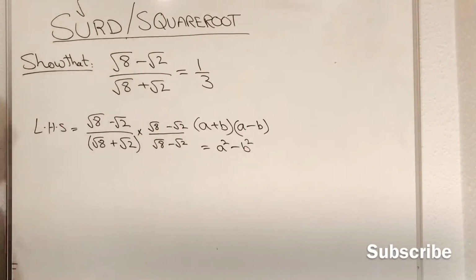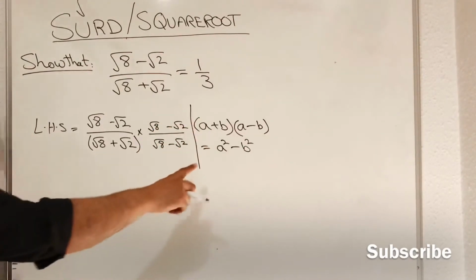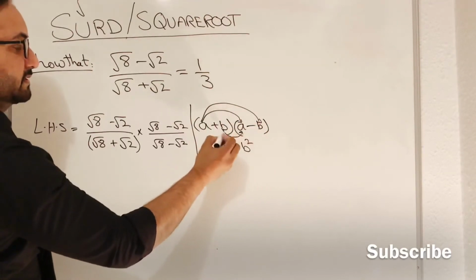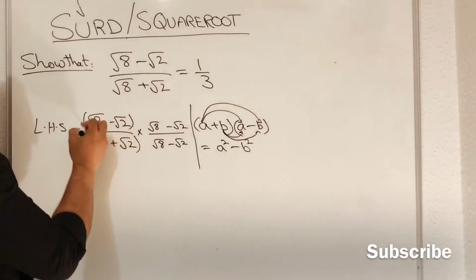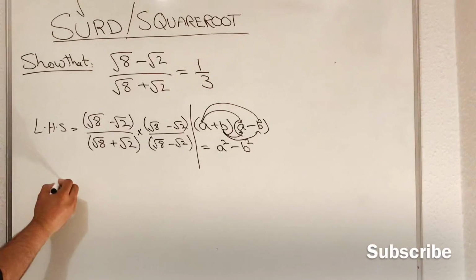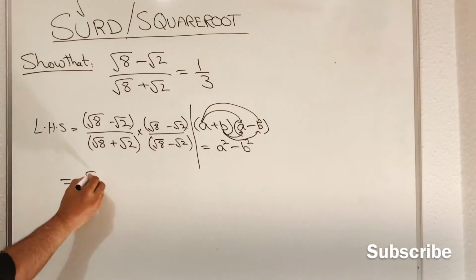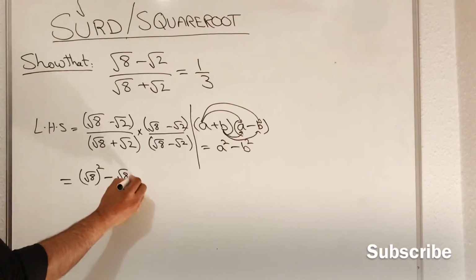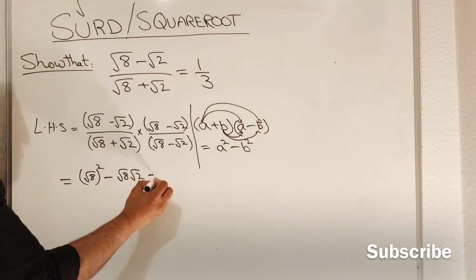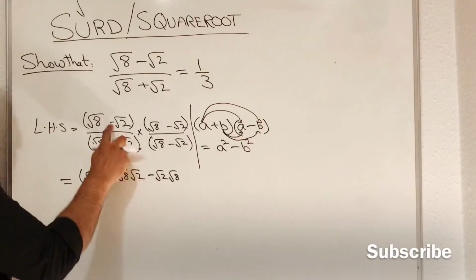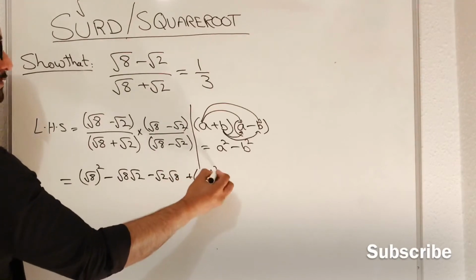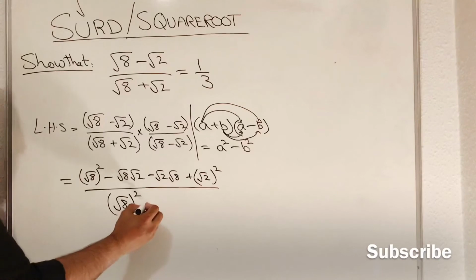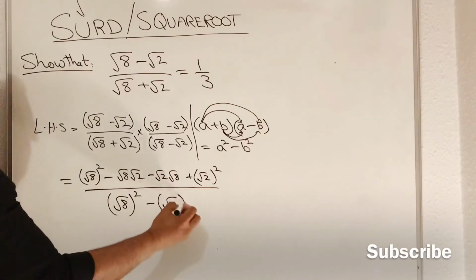Multiply and divide. This is one part, and you know how to work these out. First multiplied by first, first multiplied by second, second multiplied by first, second multiplied by second. Same as it is, this multiplied by this becomes squared. This multiplied by that, positive negative gives you negative square root 8 square root 2. Negative positive gives you minus square root 2 square root 8. Minus minus gives you positive square root 2 squared. And the bottom part is square root 8 squared, plus minus gives you minus square root 2 squared.